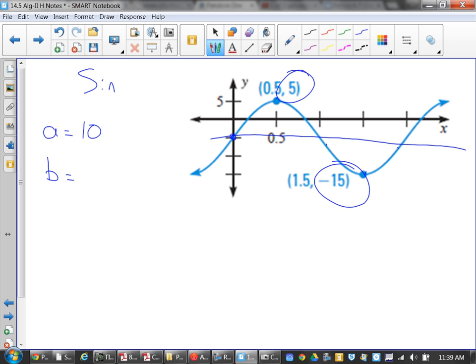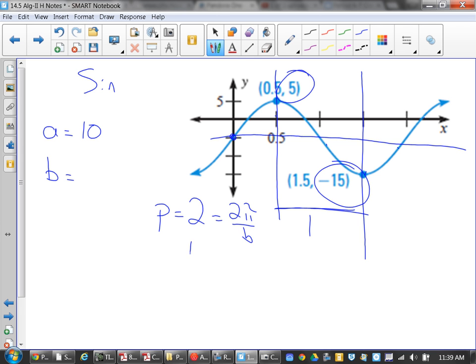Our b value. Take a look at how long it takes to repeat. The distance between 1/2 and 1.5 is how far? 1. You double it and you get 2. So our period is 2, so that has to equal 2 pi over b. So b is pi. Your b value is pi.